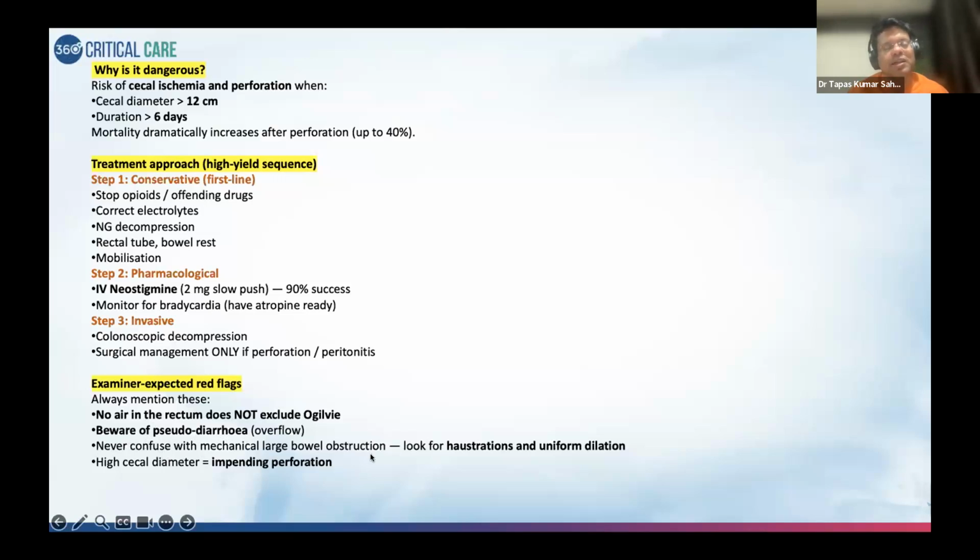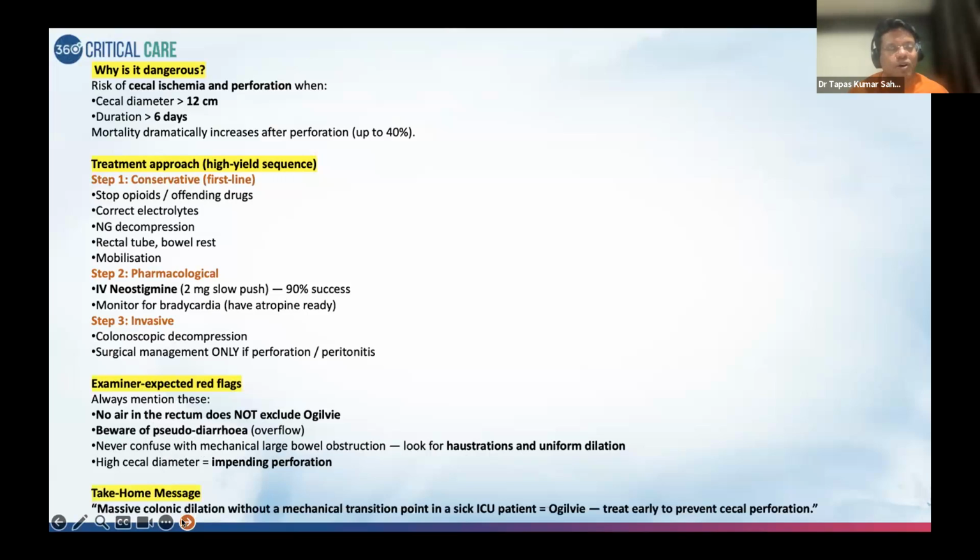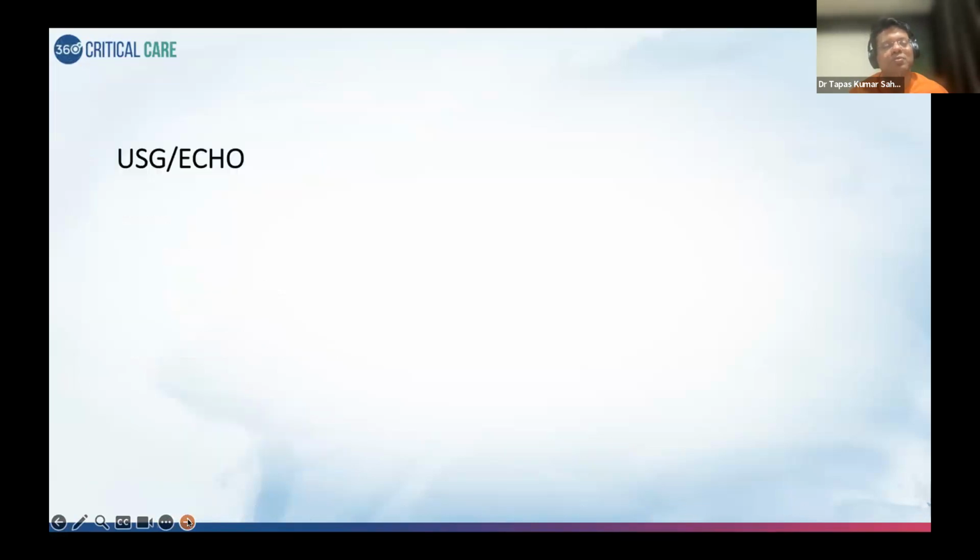Never confuse with mechanical large bowel obstruction. Look for haustrations, uniform dilatation, high cecal diameter. That means impending perforation. Always have this take home message: massive colonic dilatation without a mechanical transition point in a sick patient, Ogilvie syndrome. Treat early to prevent cecal perforation.